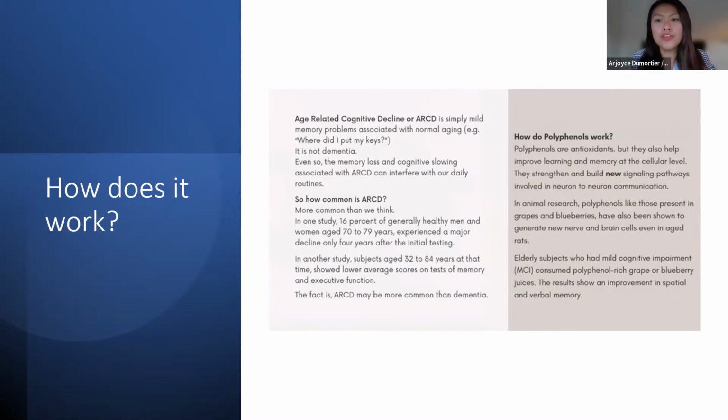Then how do polyphenols work? Polyphenols are antioxidants, which are very good in our body, but they also help improve learning and memory at the cellular level. They strengthen and build new signaling pathways involved in neuron-to-neuron communication in our brain. In animal research, polyphenols like those present in grapes and blueberries have also been shown to generate new nerve and brain cells even in aged rats. Elderly subjects who had mild cognitive impairment, or MCI, consumed polyphenol-rich grape or blueberry juices. The results showed an improvement in spatial and verbal memory.